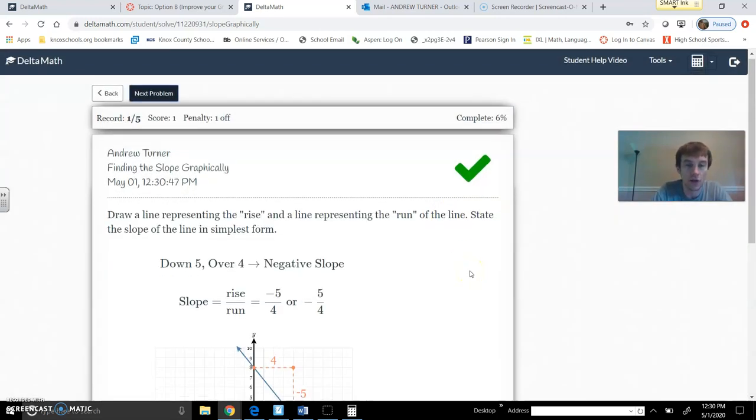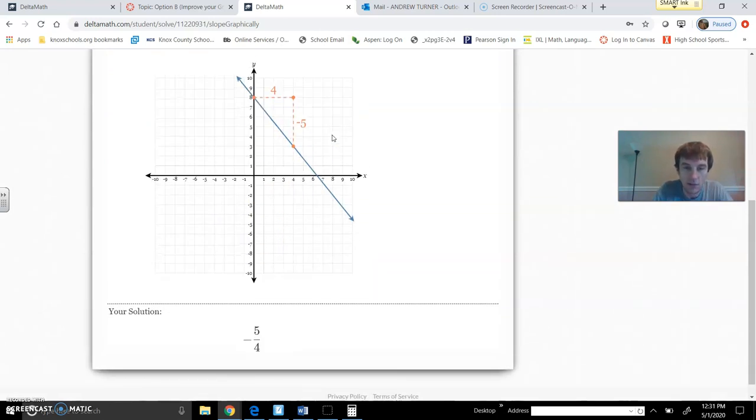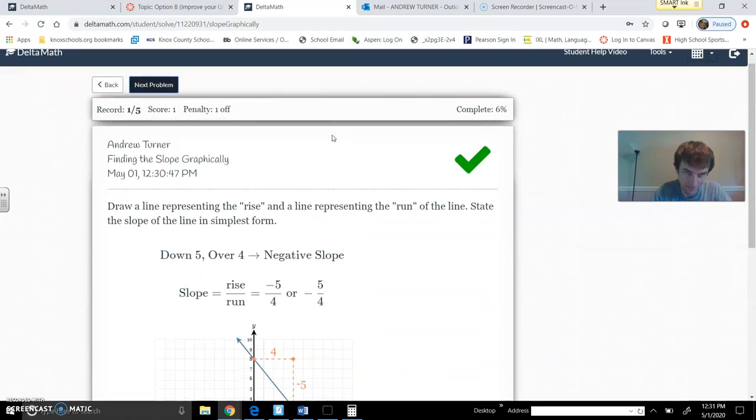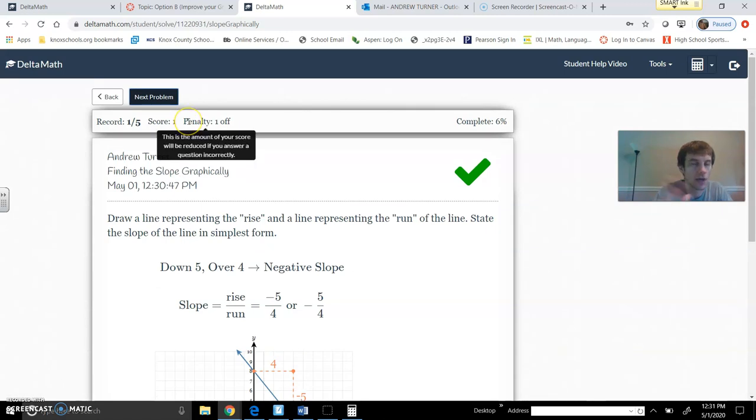Draw down 5 and over 4 with a negative slope. Now I'm not a huge fan of the way they did it here because this makes it feel like it's run over rise, but it's still accurate in the way that it is drawn. And be careful, I always try to think about it as rise over run. Think about how it goes up and down first before it moves left and right.